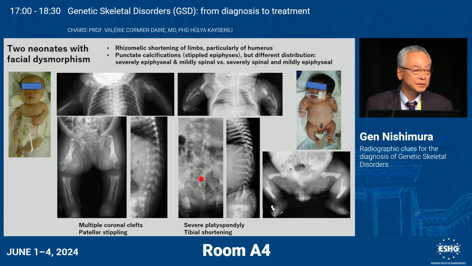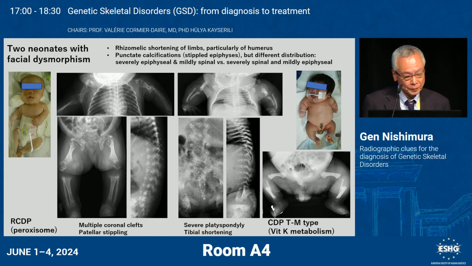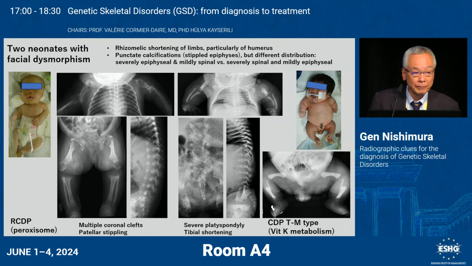So what do you think about the diagnosis? Does someone answer the question? Left is RCDP, rhizomelic chondrodysplasia punctata, due to abnormal peroxisome. Right is CDP, tibial metacarpal type, due to abnormal vitamin K metabolism.